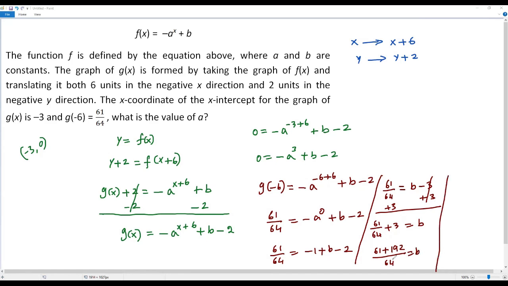Okay, let me continue over here. When I add 61 and 192, I am getting 253. In the denominator we have 64. Here on the right side we have b. Okay, here I got the value of b, that is 253 over 64.